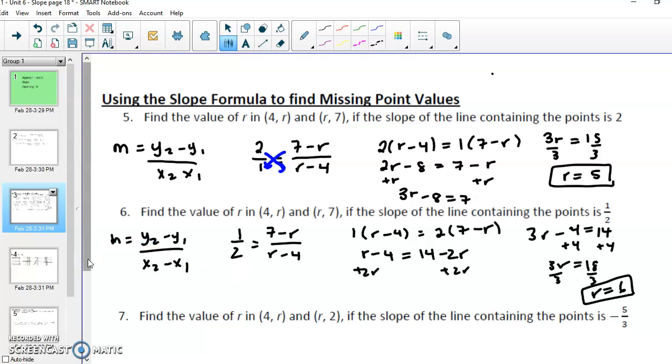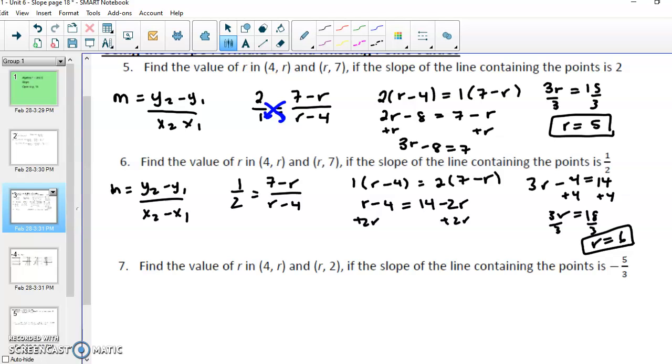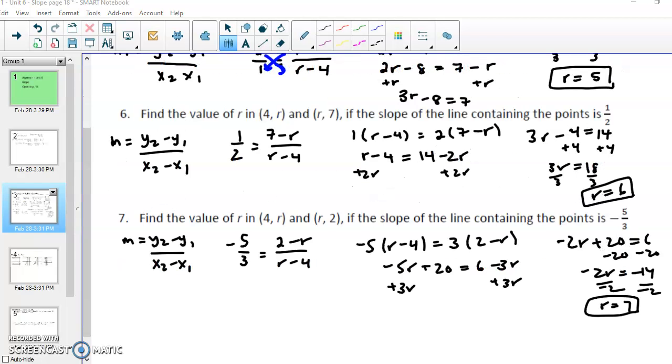I know this problem is a little bit weird, but go ahead and pause it here and try number 7 on your own. Go ahead and check if you got r equals 7. If you didn't, I suggest you go through my work and see if you can get it. One question I would expect to get from you is, where does this negative go? It actually goes on either one. You would get the same answer either way. I tend to put it in the numerator, but it doesn't matter. You could put it in one or the other.